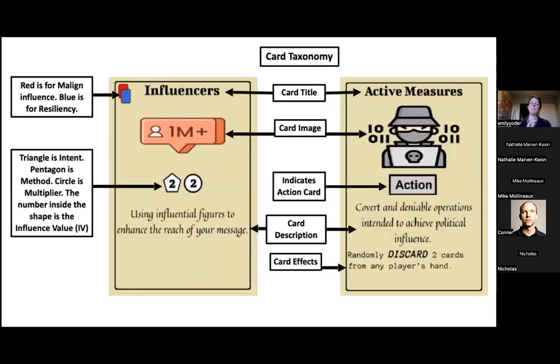But intent, method, and multiplier, or amplifier, sorry, are one of the characteristics of the card that helps shape the definition for players. So this slide essentially just walks through the two types of cards. Over on the right is an example of an action card. This card is called active measures. We have a little icon to make the cards a little more engaging and fun. We have an indicator for whether the card is an action card or a campaign card. So this one clearly says action.